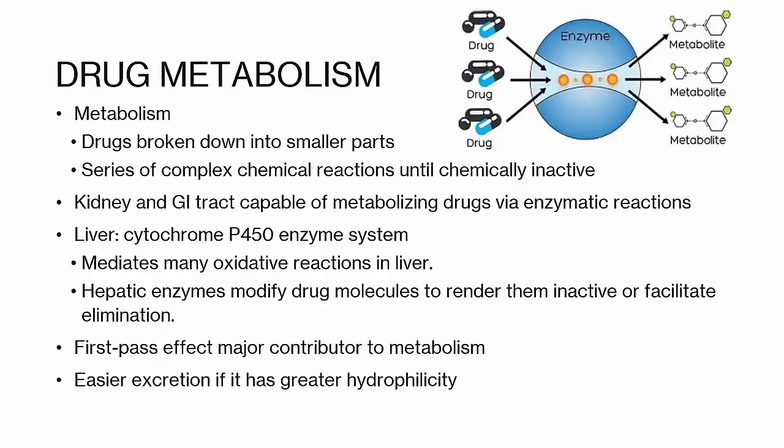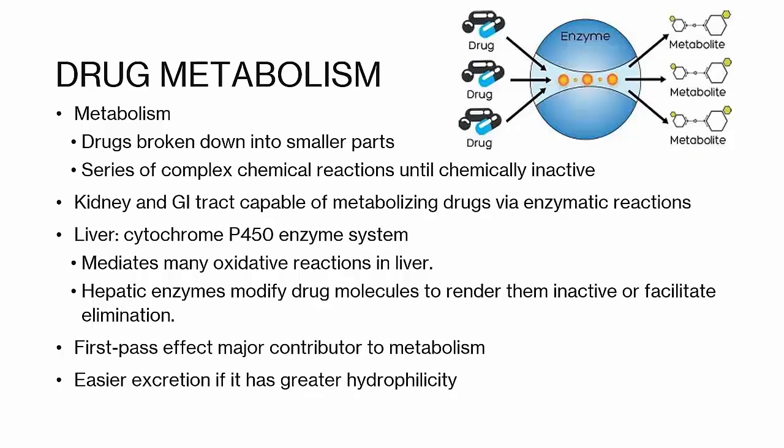Drug metabolism. Metabolism is the process by which drugs are broken down into smaller usable parts through a series of complex chemical reactions, or biotransformation, until it's chemically inactive. Several organs are capable of metabolizing drugs to some extent using enzymatic reactions. The kidneys, gastrointestinal tract, lungs, skin, and other organs contribute to systemic drug metabolism. However, the liver contains the greatest diversity and quantity of metabolic enzymes, and the majority of drug metabolism occurs there.